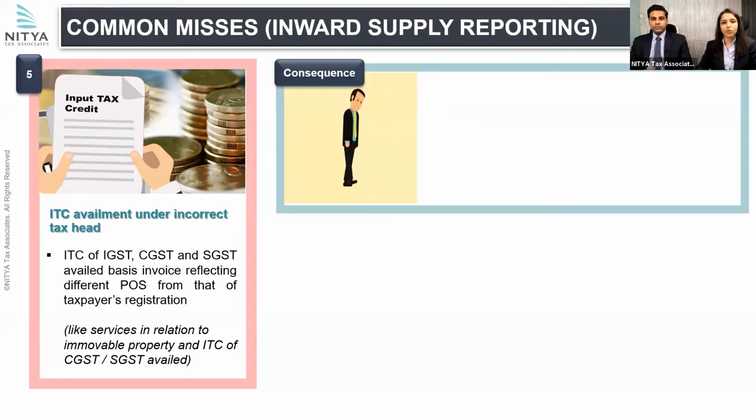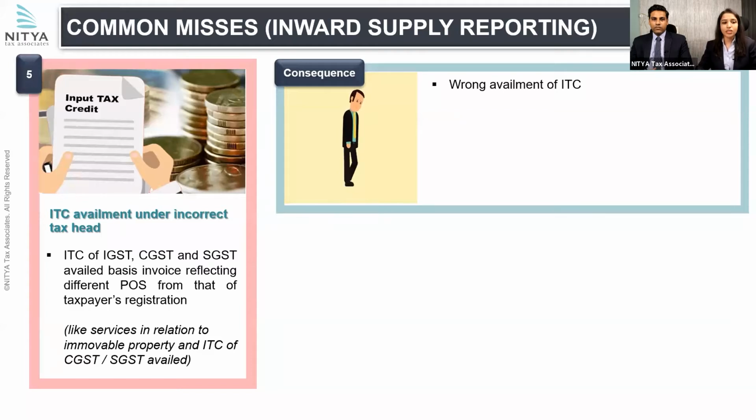However, the error which occurs, the consequence, is that ITC is wrongly availed under the incorrect head. Why this error happens is because generally the recipient either looks at the tax which is charged on the invoice and takes the ITC accordingly in the Delhi location, which is in the first place not allowed because the place of supply is in Haryana.